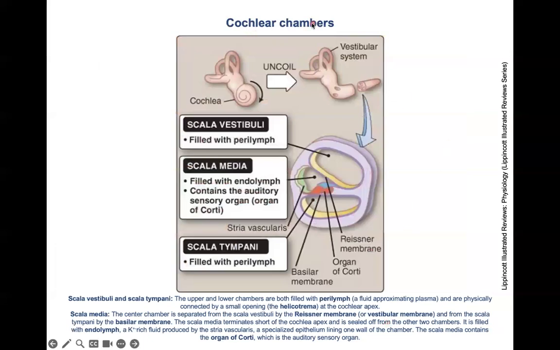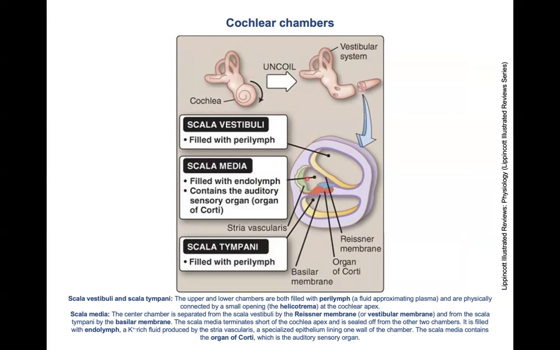Let's take a look at the cochlea chambers. We have 3 chambers: scala vestibuli, scala media, and scala tympani. In all of the chambers, we have fluid. The fluid in the scala vestibuli and the scala tympani is the same. It's also known as perilymph. Now, the fluid in the scala media is called endolymph.